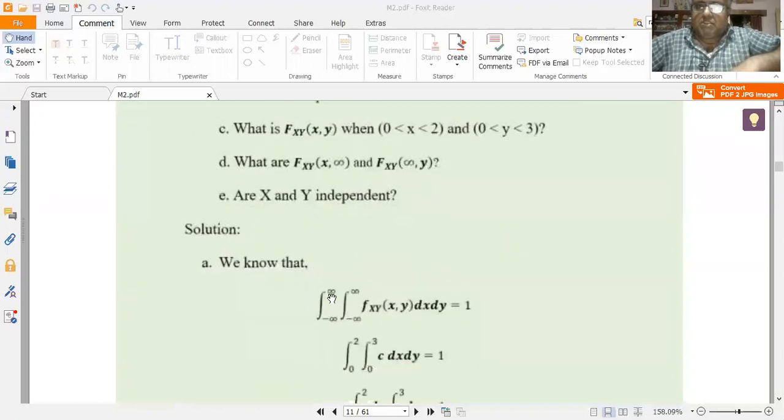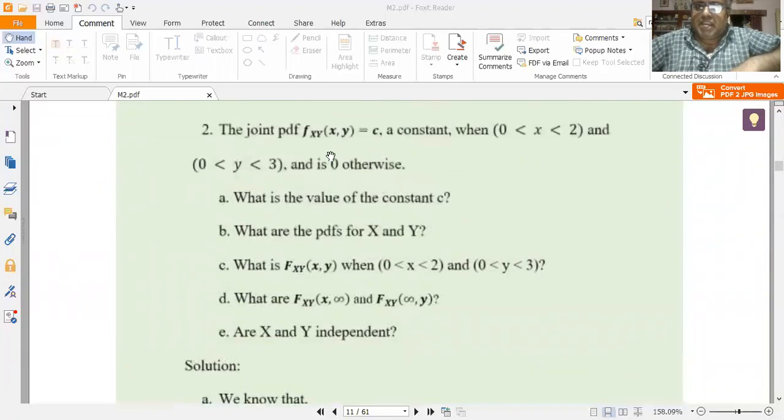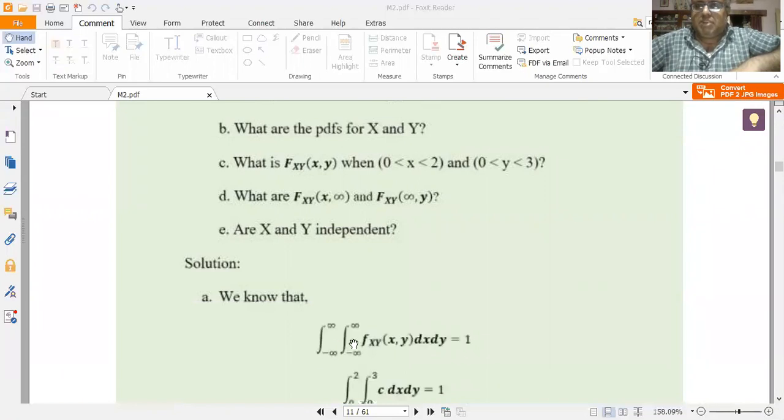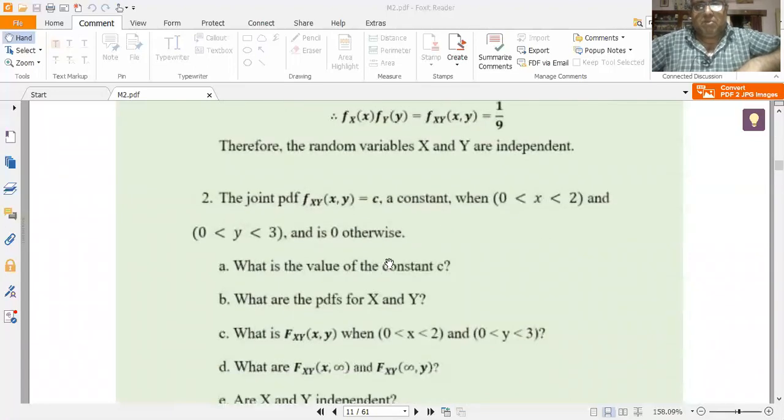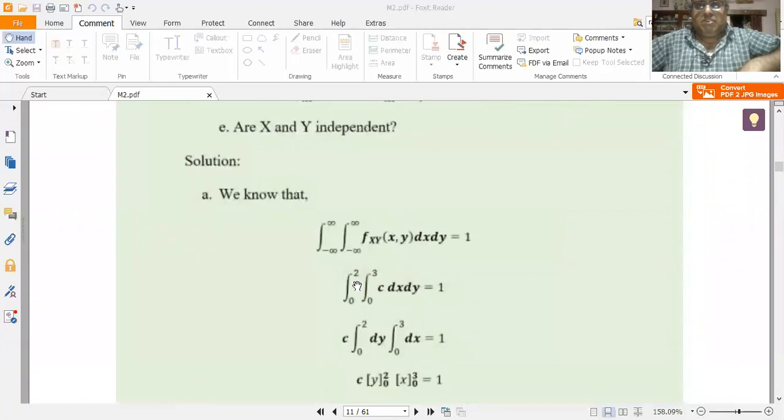So for that, the area under this joint PDF should be equal to 1. That is given by the double integral from minus infinity to plus infinity of f_XY(x, y) dx dy is equal to 1. Double integral minus infinity to plus infinity means integral from minus infinity to plus infinity, again integral from minus infinity to plus infinity, f_XY(x, y) dx dy is equal to 1. Now substitute the corresponding limits as given in the problem statement. So this is integral 0 to 2, integral 0 to 3, c dx dy is equal to 1.